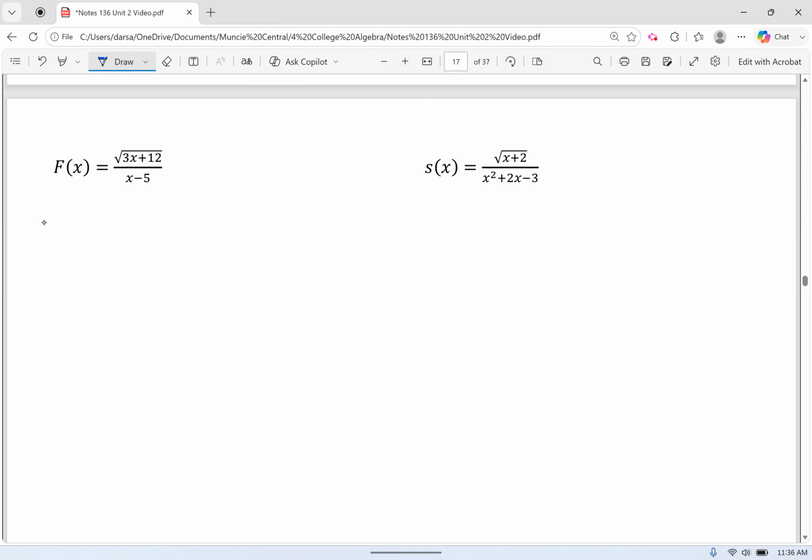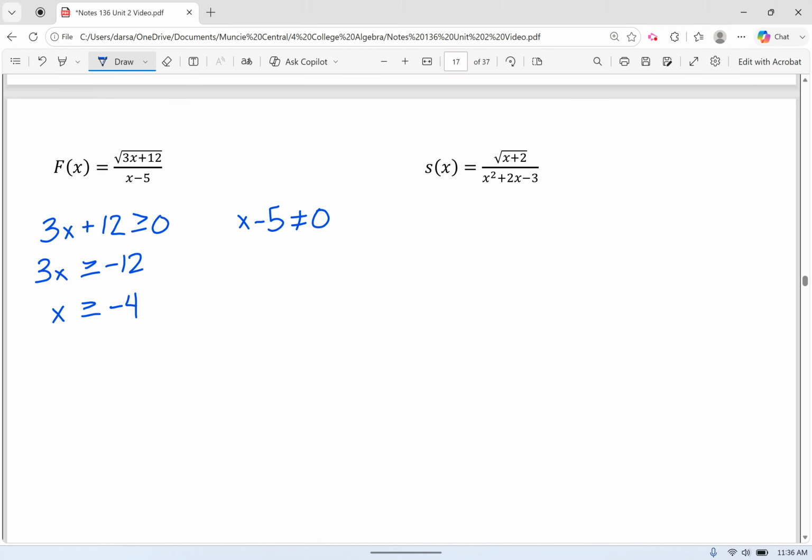The first rule says that the stuff under the square root must be positive, so we're going to set that greater than or equal to 0. The second rule says the stuff in the denominator cannot equal 0. So we will also write that rule. And now we need to solve both of these. So 3x is greater than or equal to negative 12, and x is greater than or equal to negative 4.